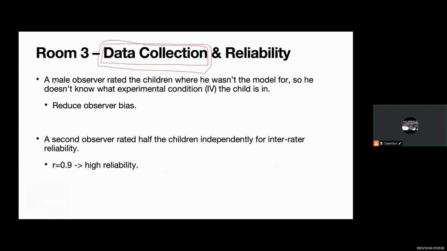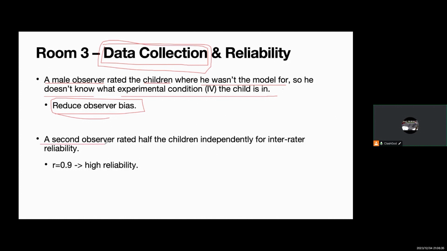The who that is going to observe all of this behavior and rate and categorize this behavior is a male observer who will rate the children he wasn't the model for. So he doesn't know what experimental condition, the IV, the child is in. This basically means that a male observer that also serves as a model for a certain group of children will rate the children he wasn't a model for. This will reduce observer bias, because if he knows what condition the child is in, or he was the model for the children, he might be biased. So he rates the children he wasn't the model for.